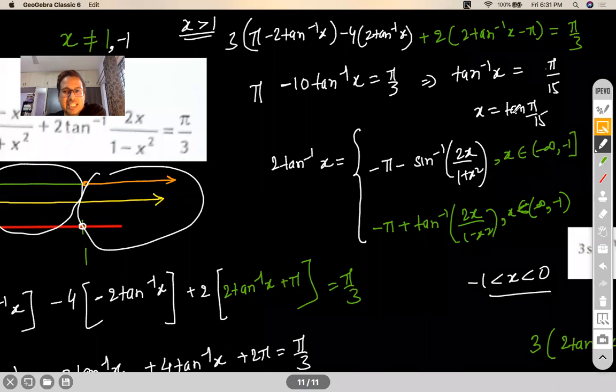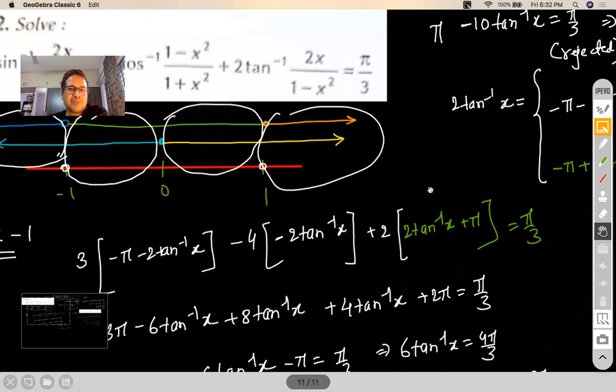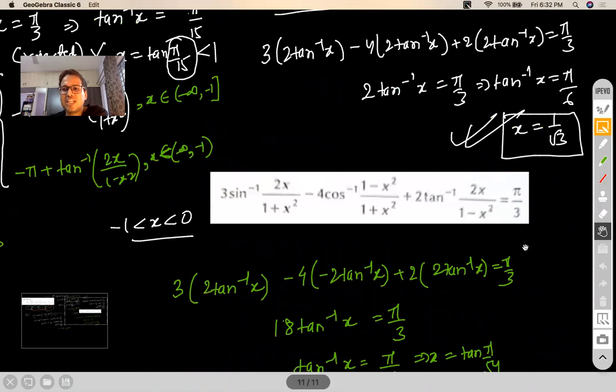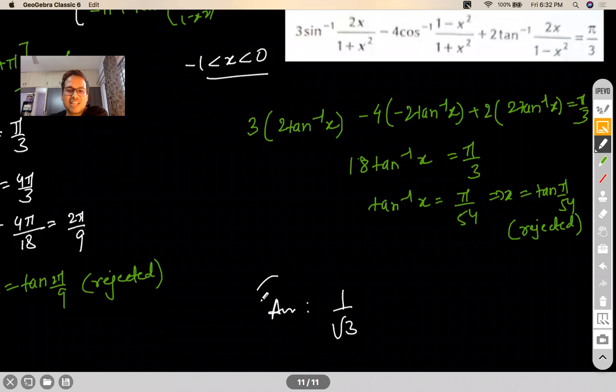This is going to be rejected again, because x cannot be, this value is not more than 1, because pi by 15 is even less than pi by 4. So the answer has to be less than 1. It can't be more than 1. So this is also rejected. So there is only one answer possible, which is nothing but 1 by root 3, which all of you gave me. So this is the only answer possible. So answer is going to be 1 by root 3.